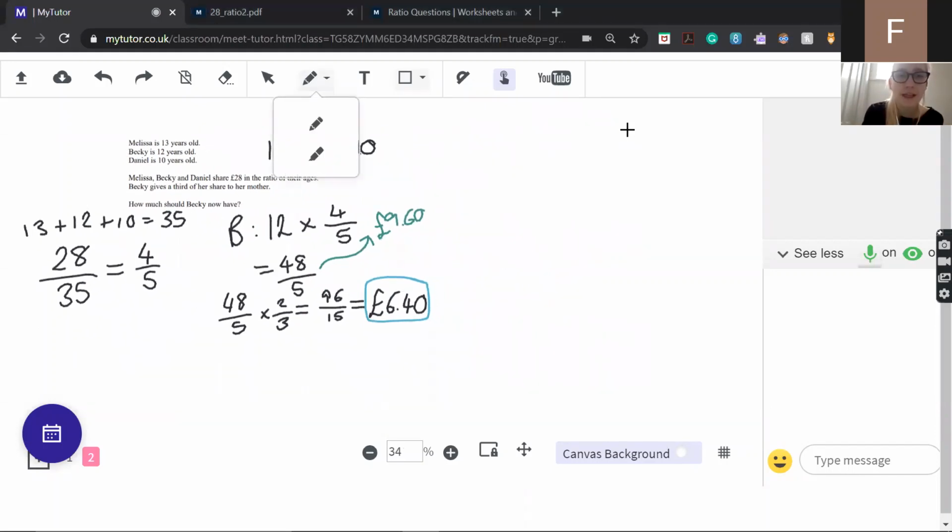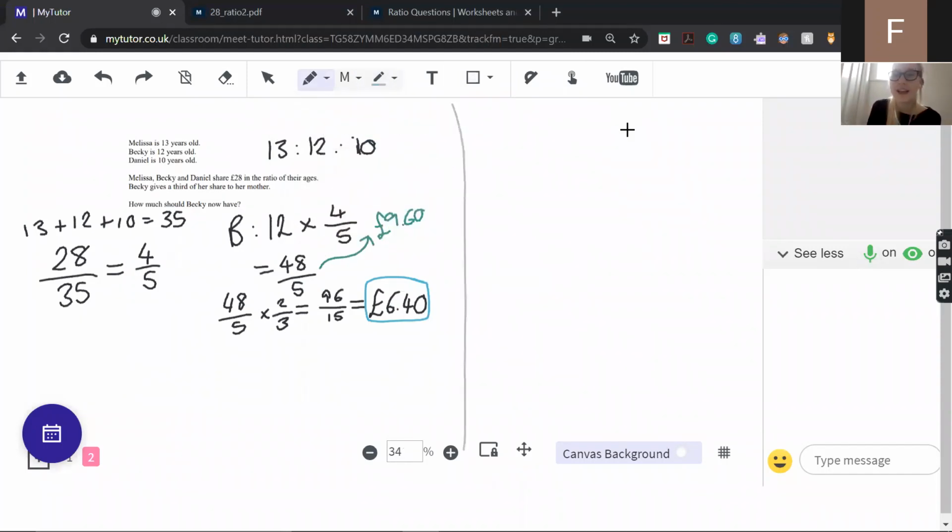So if you're getting the hang of this, it's weird because it's more advanced, but it actually makes the question simpler. Basically, if they share it in these chunks, 13, 12, 10. Well, let's think about Becky's chunk, right? So this is Melissa, this is Becky, this is Daniel. Becky's getting 12 of those chunks, and she gives 1/3 of that to her mother. So what's really happening, if we split this down further, is that Becky's getting 8 chunks and her mother's getting 4.